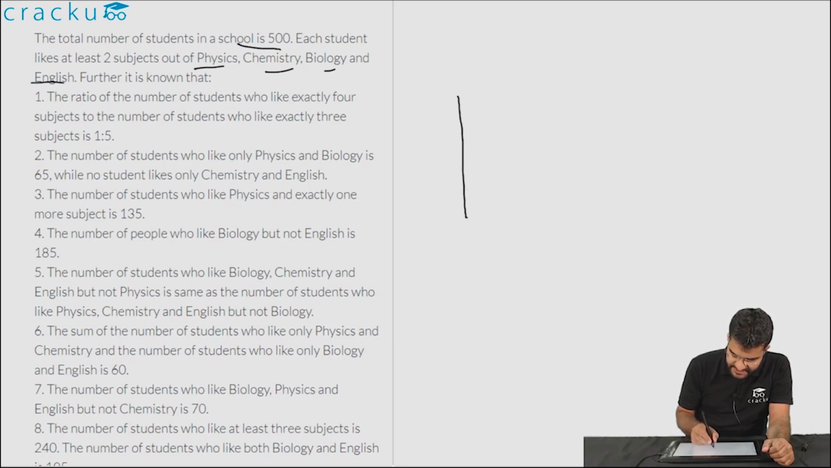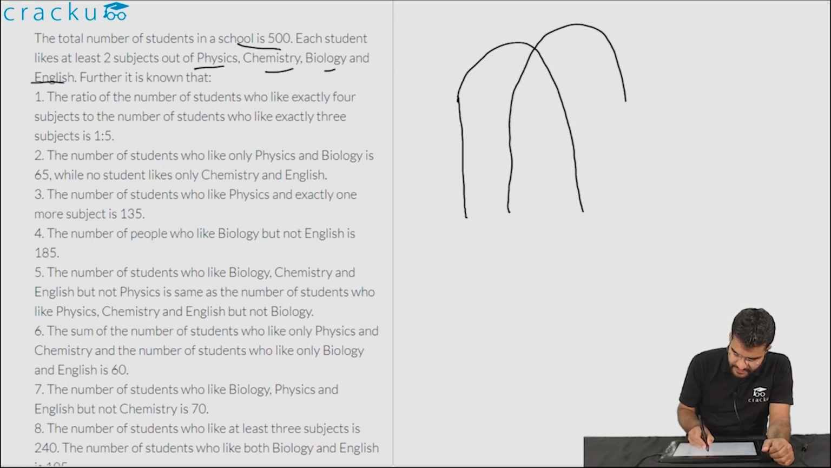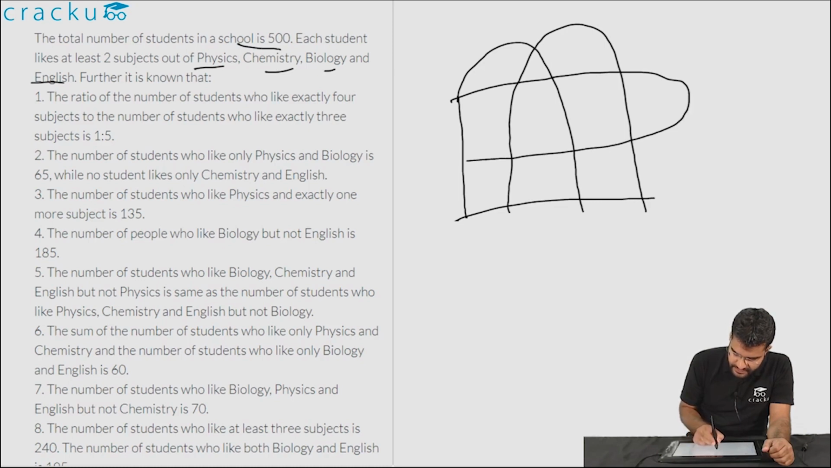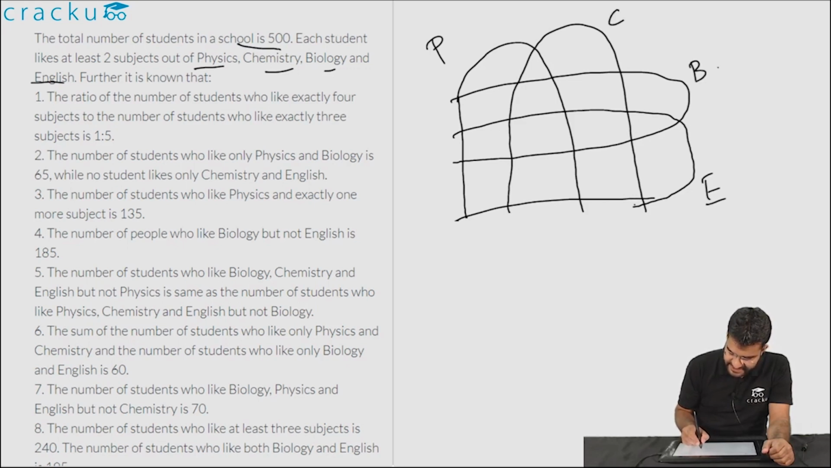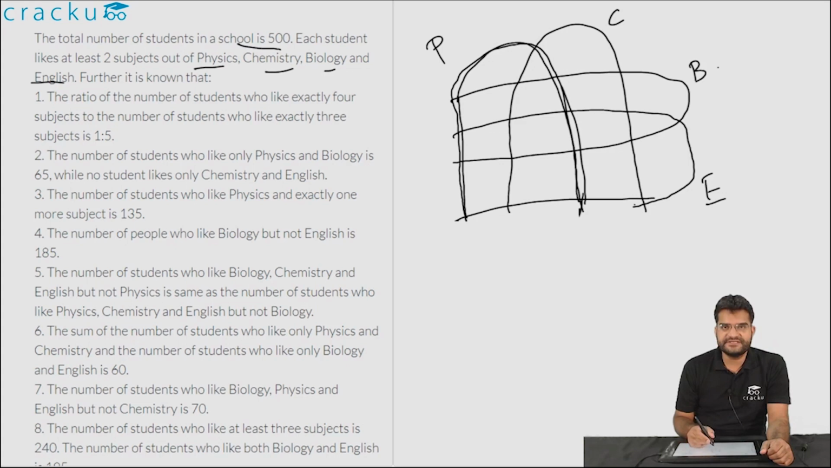So in this case, we would assume that this is basically the Venn diagram. Now this is physics, this is chemistry, this is biology and this is English. So instead of having circles representing sets, we have a cylinder kind of a structure which will represent. So all the overlapping regions will indicate the respective set.